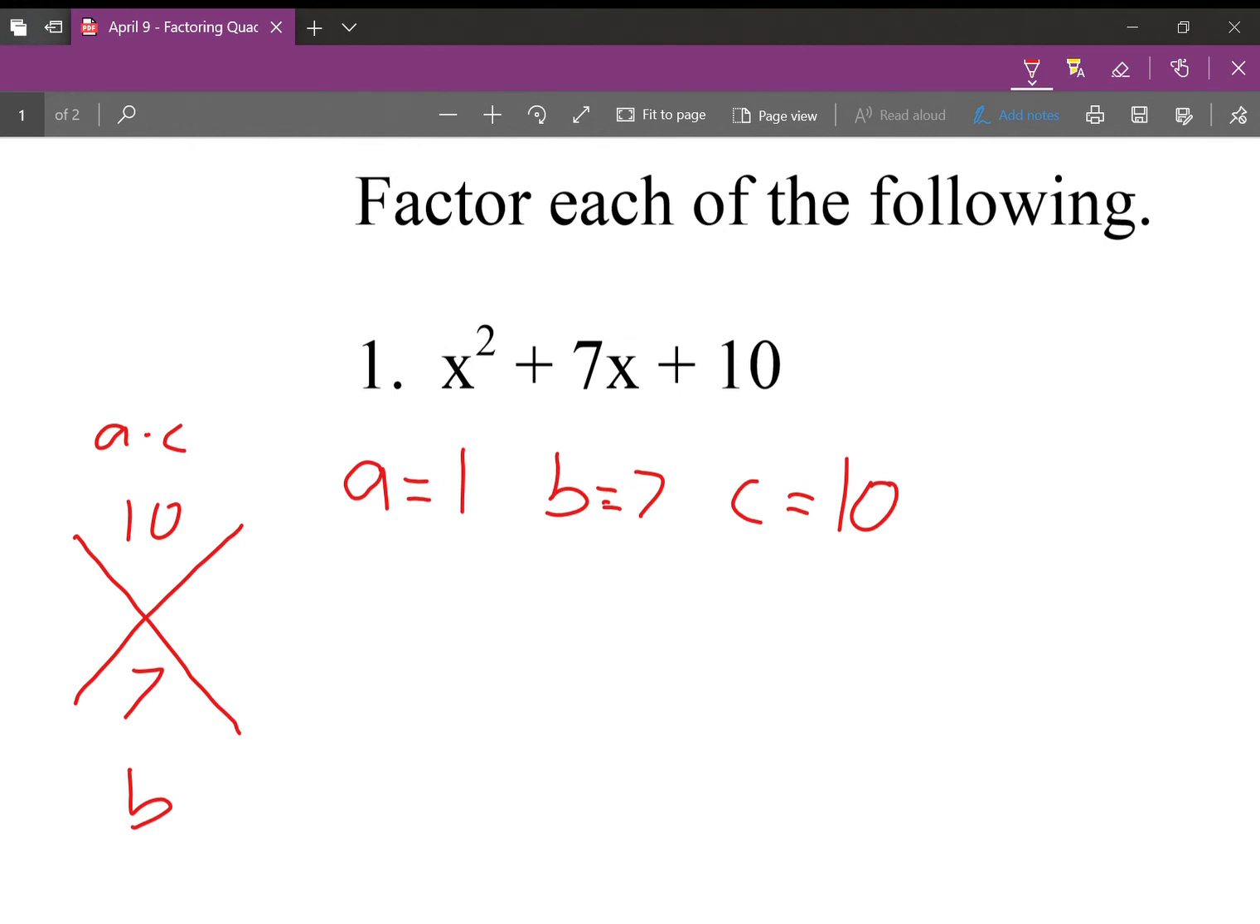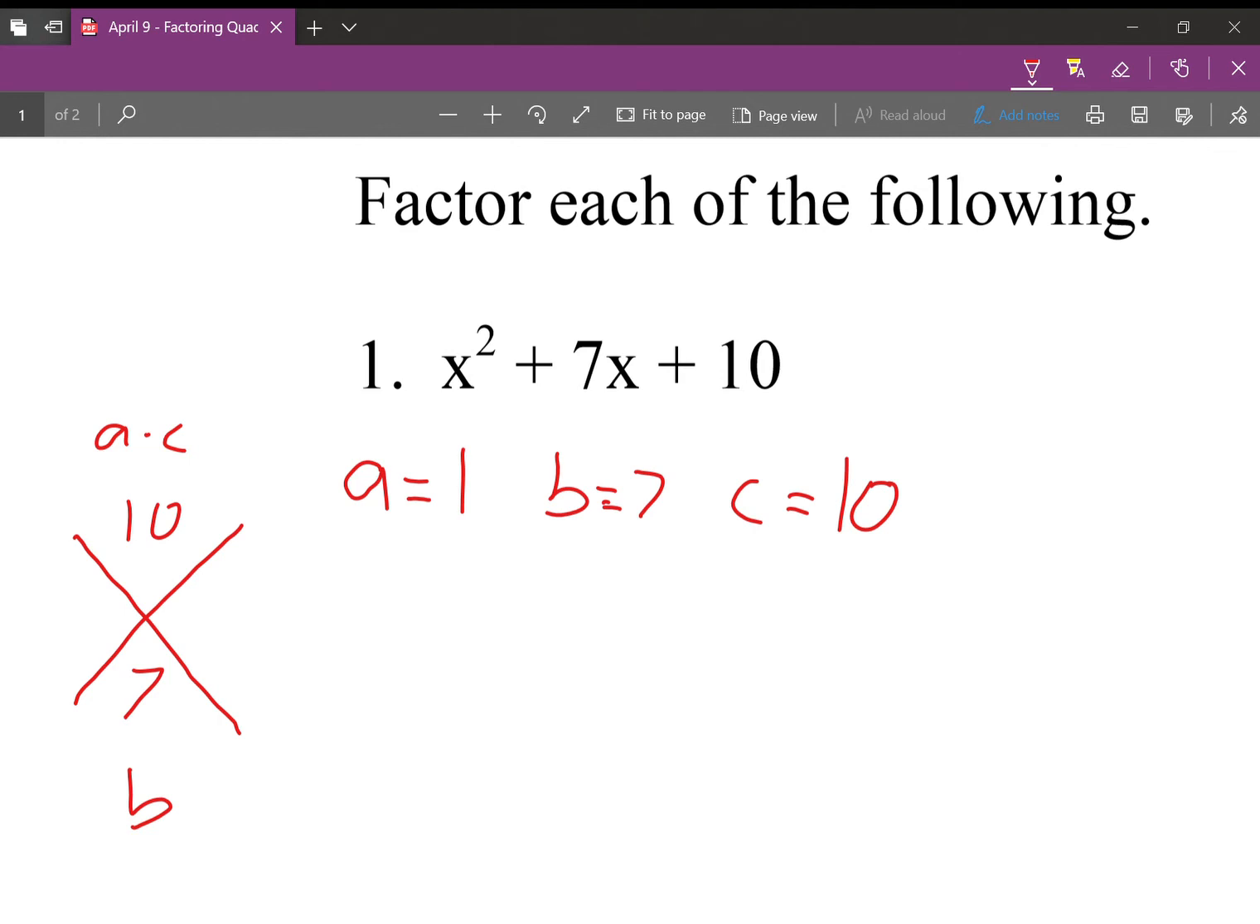Now, I need to find 2 numbers that when I multiply them together, I get the number 10, and when I add them together, I get the number 7. So we always want to start by looking at the factors of the top number. In this case, the factors of 10, there's only 2 ways to make it out of whole numbers. It could be 1 times 10, and it could be 5 times 2. And we just check it.